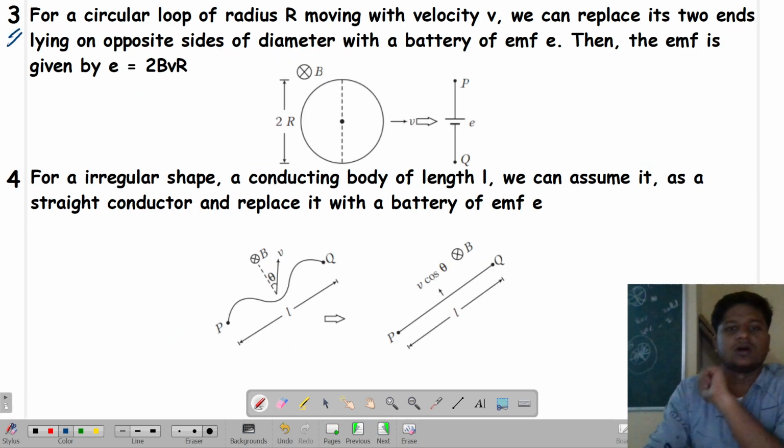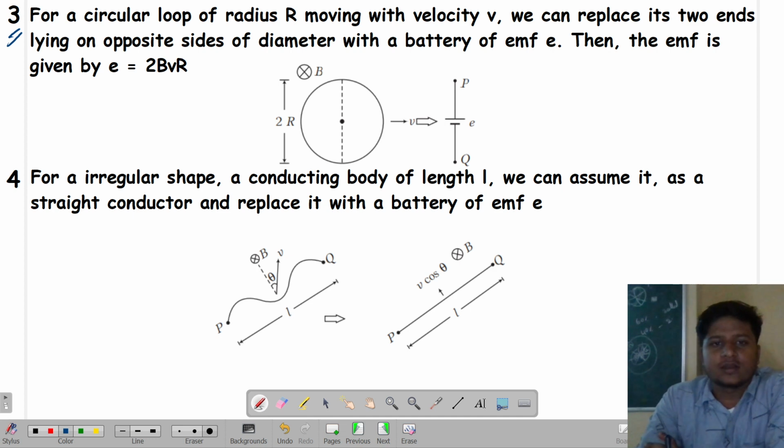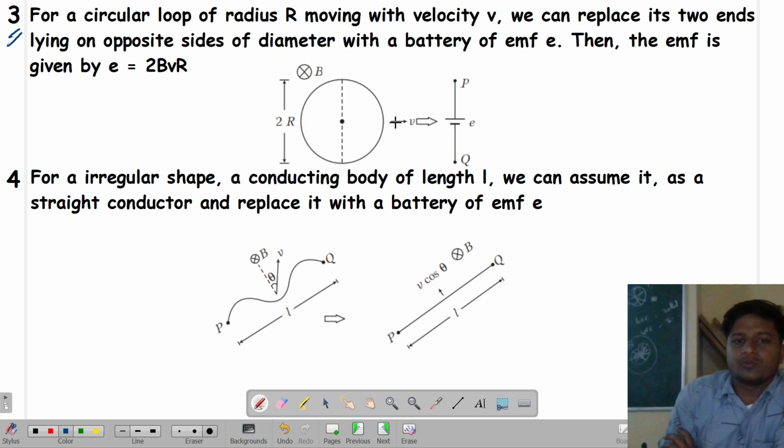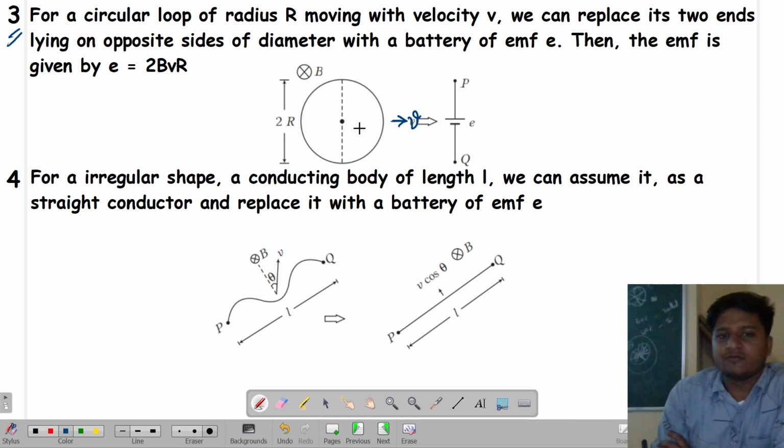Part number 3. Now look over here. This time you have a full circular loop, got it or not? This whole circular loop is moving with some velocity v. What is the velocity of this circular loop? Velocity v. So now look over here, the magnetic field is inside it. Again, if someone asks what EMF is produced, and where it is produced, what will be that answer?